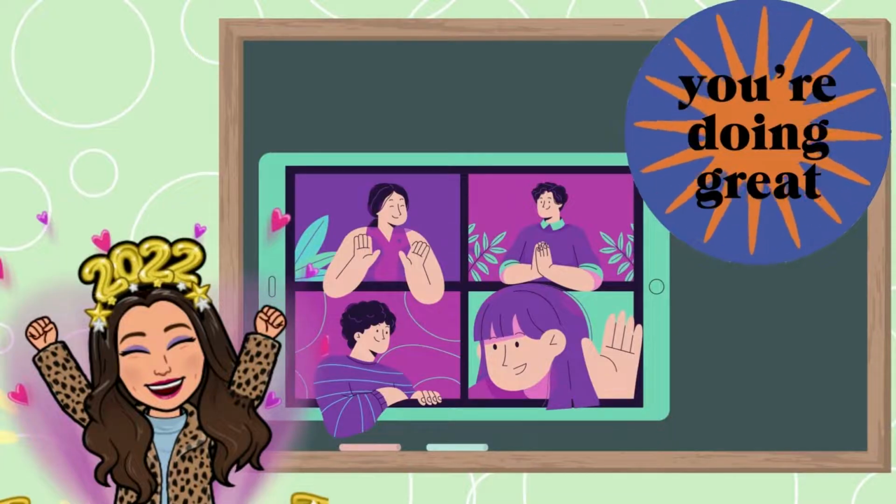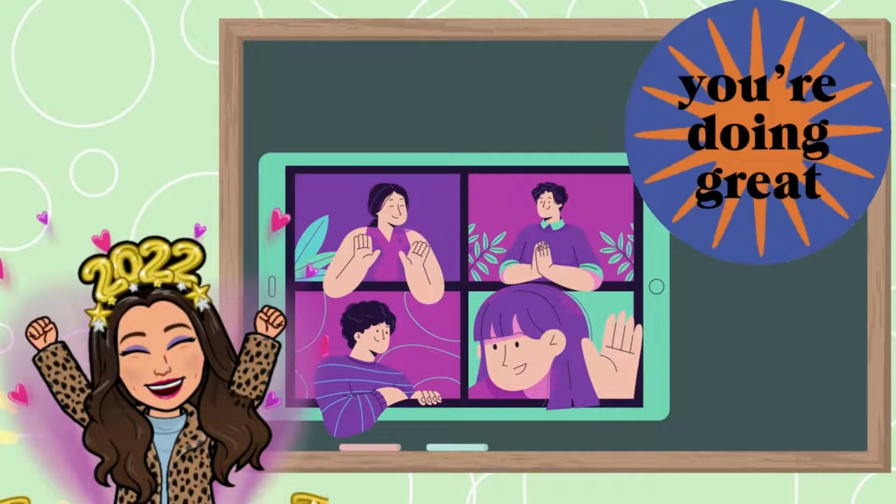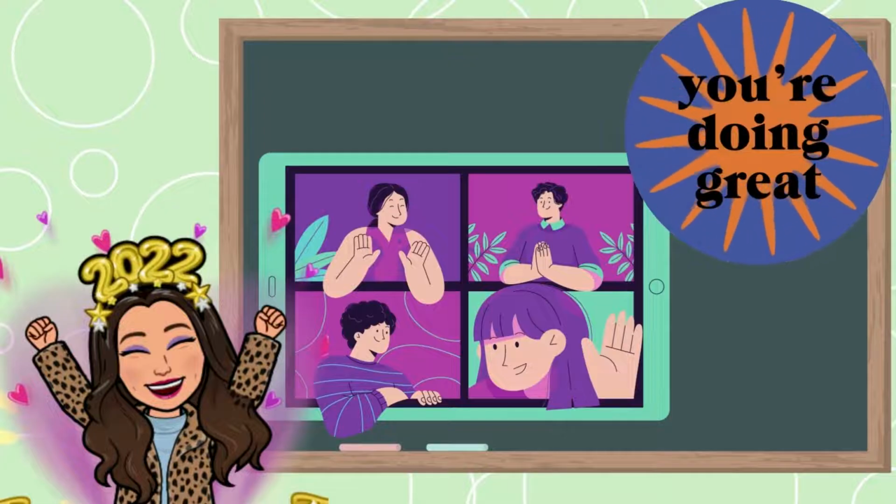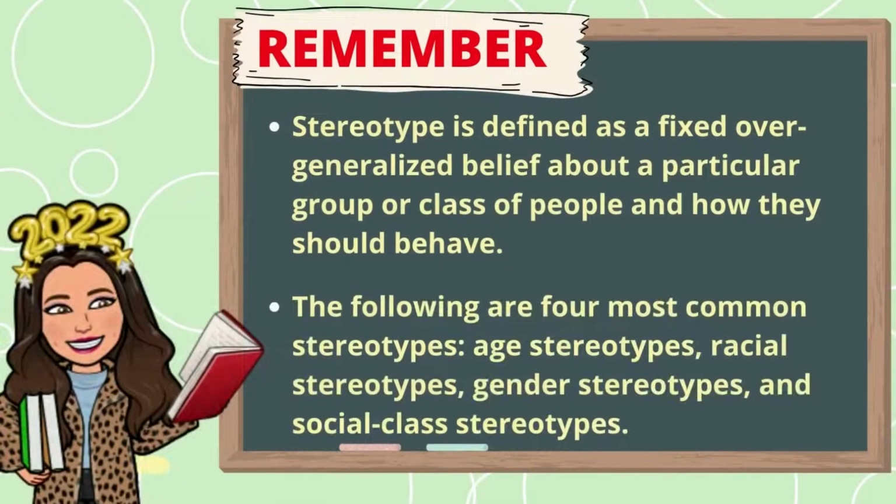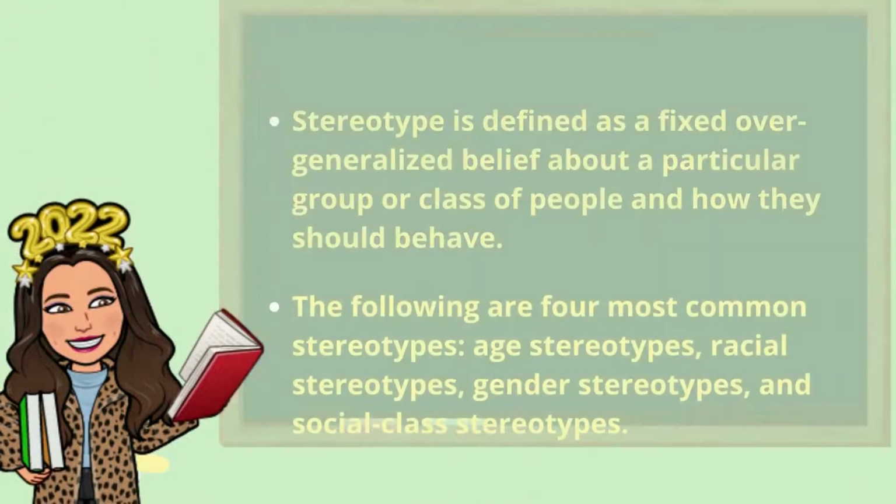Now that we are done with the lessons in our module, let us go back to important ideas that we should remember. Remember, stereotype is defined as a fixed overgeneralized belief about a particular group or class of people and how they should behave. The following are four most common types of stereotypes: age stereotypes, racial stereotypes, gender stereotypes, and social class stereotypes.